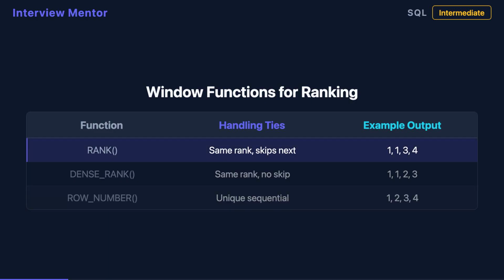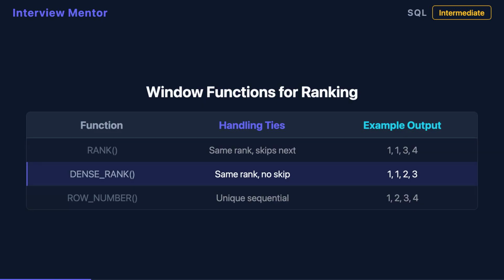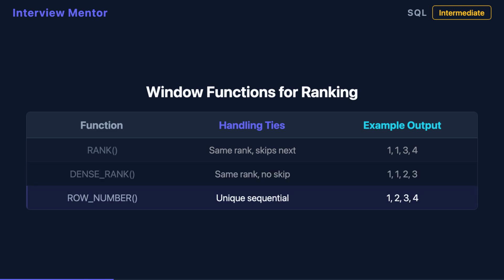Rank assigns the same rank to ties and skips the next number. So if 2 employees tie for first, the next one gets rank 3. Dense rank also gives ties the same rank but doesn't skip numbers. 2 people at rank 1 means the next is rank 2. A row number ignores ties entirely and assigns a unique sequential number to every row. Choose based on whether you need to handle ties or guarantee uniqueness.